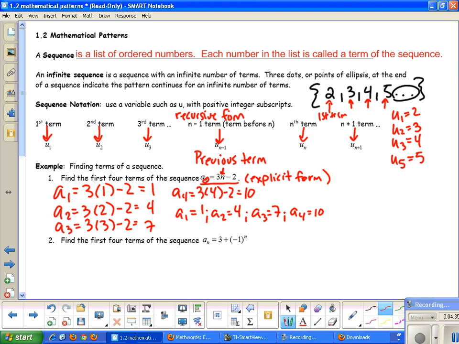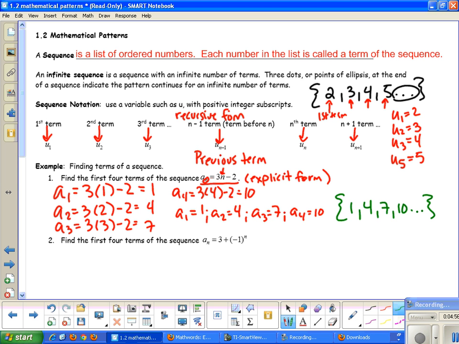So that would be the first 4 terms of the sequence. If I wanted to write this in sequence notation, I would use my braces and I would write 1, 4, 7, 10, and then 3 dots because the sequence, of course, continues on. It doesn't just stop at the fourth term. We could find the fifth term, the sixth term.